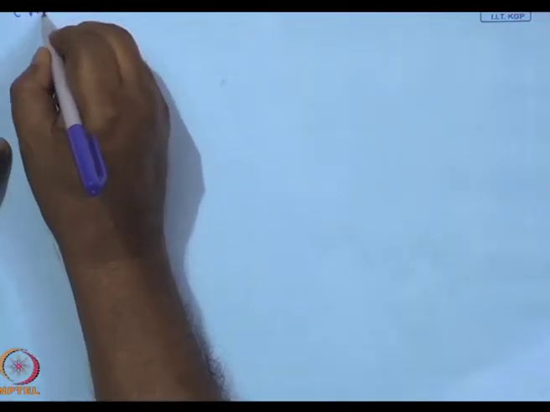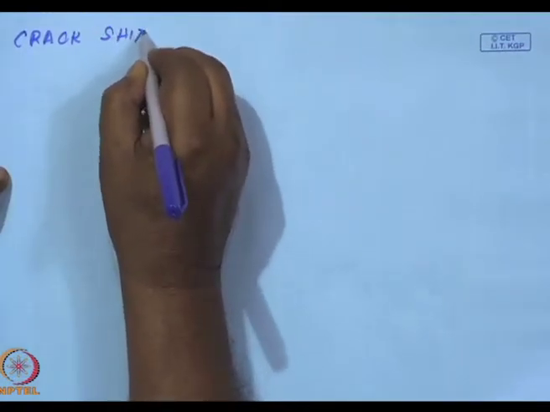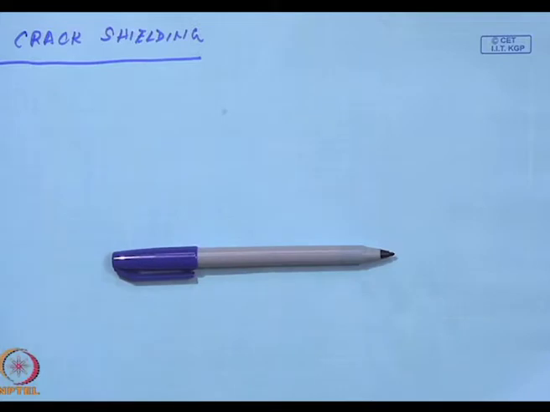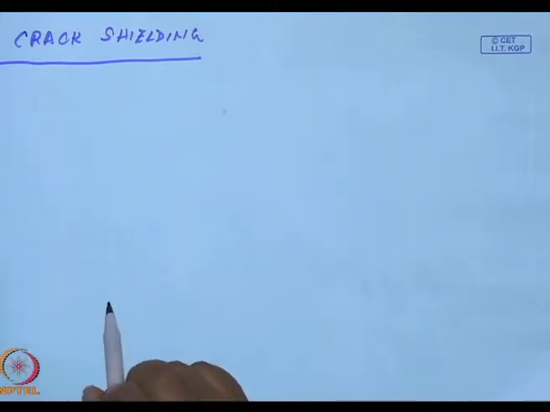Now, I had talked of these things. These are two overviews of how we can strengthen ceramics. Now, let me come now to this. When we add, say, whiskers or particulates, how do they strengthen the basic matrix? I had talked earlier of crack shielding. What would it mean? Let me start from the backside.